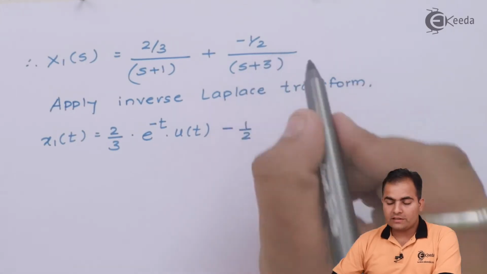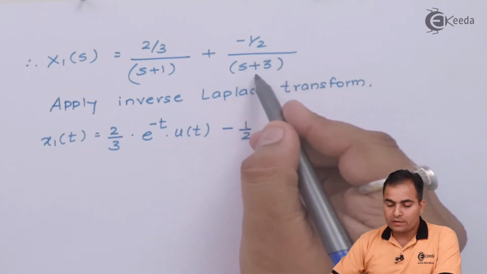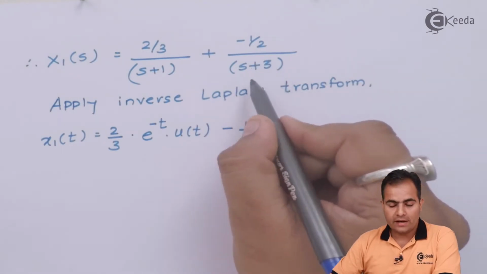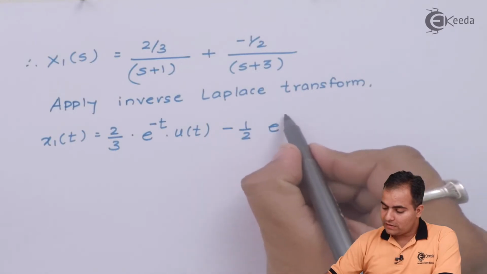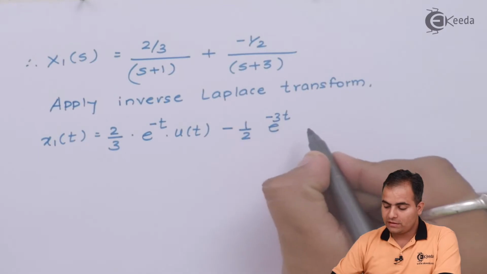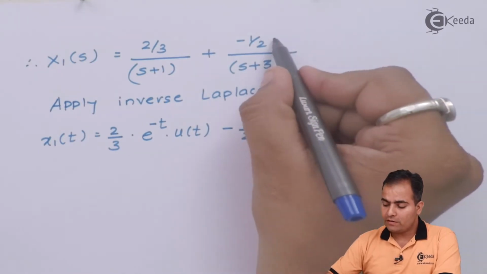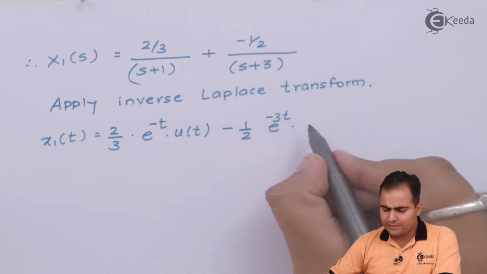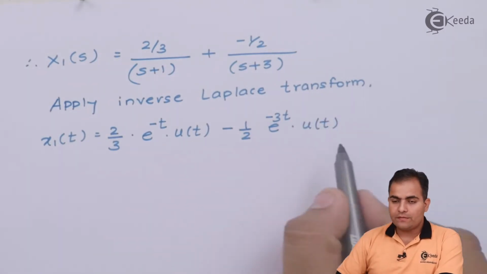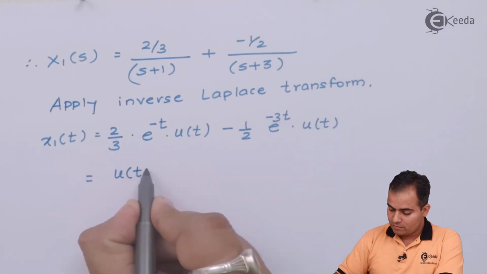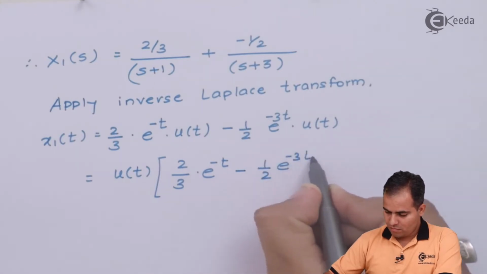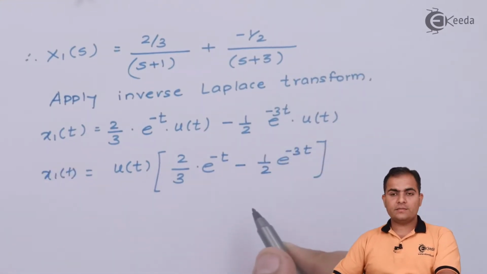Now 1 upon s plus 3, so inverse Laplace of 1 upon s plus 3 is, first of all this amount is added, or you can see this is the advanced value, so we'll multiply this t value by the opposite sign of 3, and it is -3. So we have e to the power -3t, then 1 by s is remaining, and inverse Laplace of 1 by s is nothing but u of t. Now we'll take u of t common, so what will you get? This is my x1 of t.